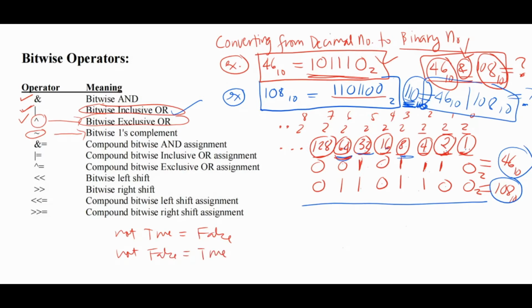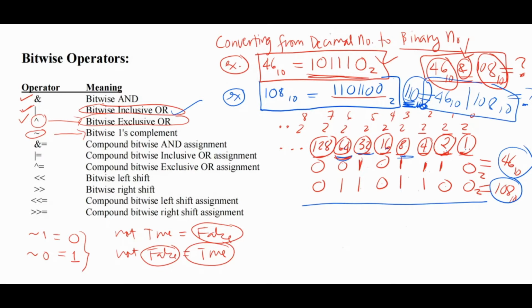So the bitwise ones complement would simply reverse the value of the operand. If the operand is true, it will become false, or if the operand is false, it will become true. The not 1 is equal to 0 and the not 0 is equal to 1 in this case. And we do this bit by bit, starting from the rightmost bit going to the leftmost bit.